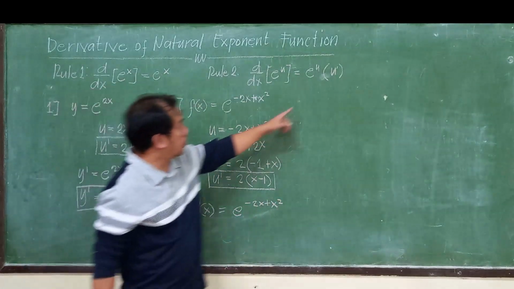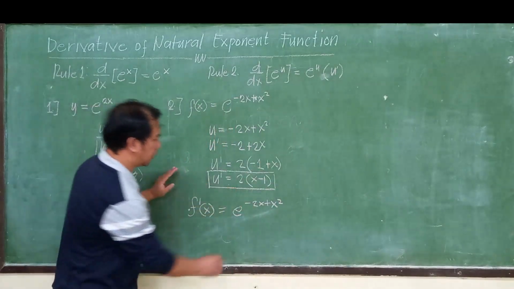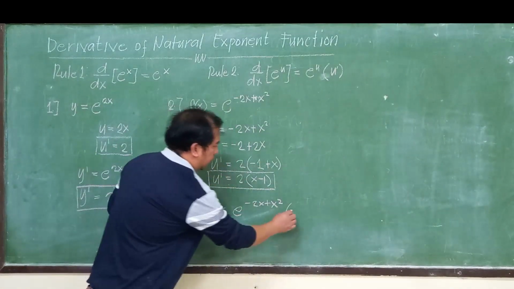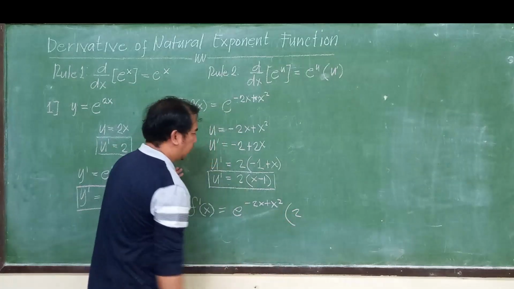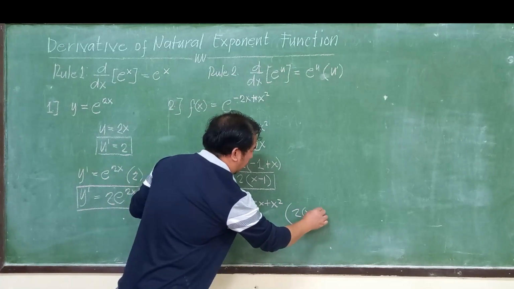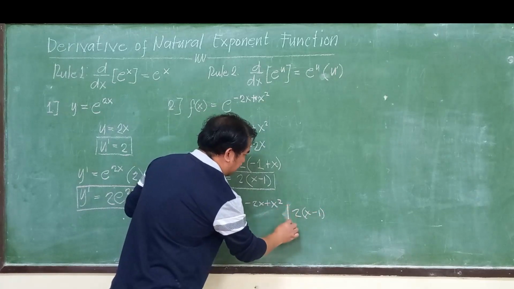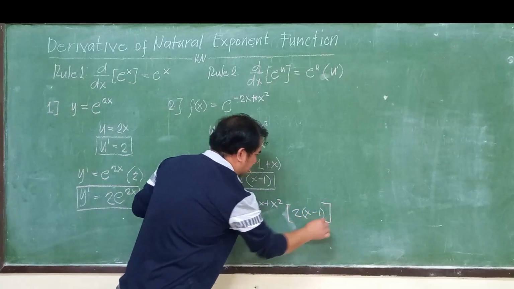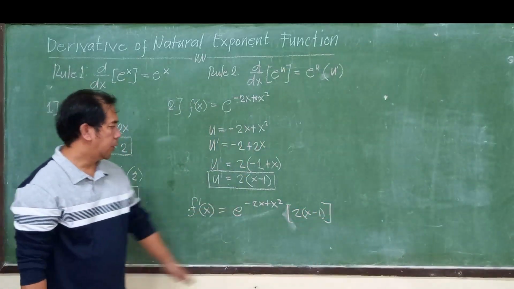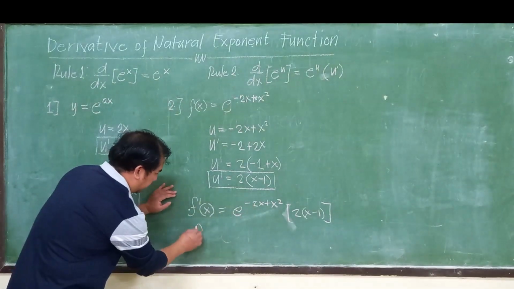Now it says in here multiplied by u prime. So what is your u prime? We have it here, that is the same as 2 multiplied by x minus 1. So we change the enclosure symbol by using this one. Having said that, we can now multiply the problem. So what would be the derivative?